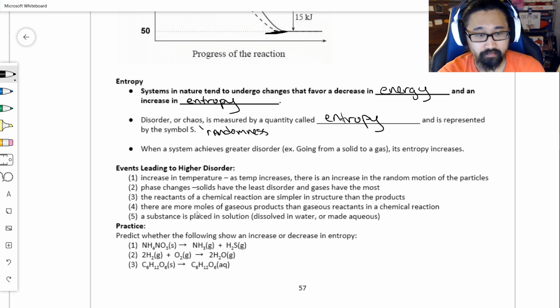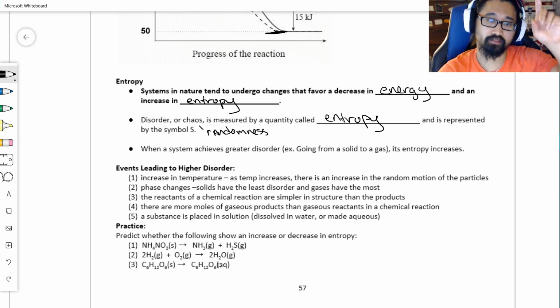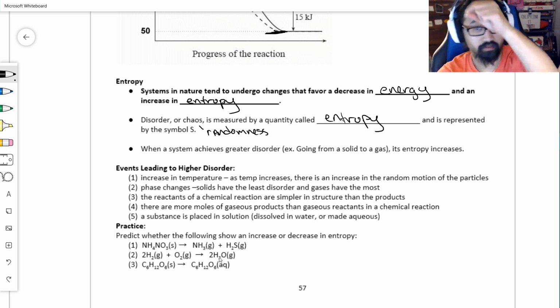Right? More moles of gas. Remember, the coefficients in front. So if everything is a gas, you can add up the coefficients on one side, add up the coefficients on the other side. If the number goes up, entropy goes up. If the number goes down, entropy goes down.